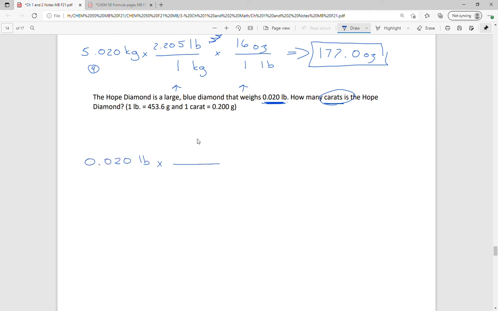So I'm going to start with what I know. I've been given some unit conversions here that I'm going to arrange. I'd like to get rid of the pounds, and I could go to grams. And then I'd like to get rid of the grams and convert my units to carats. So the numbers that go with these, I've got 453.6 grams in 1 pound, and in 1 carat, it is 0.200 grams. And again, laying it out like this allows me to see all of these conversions.